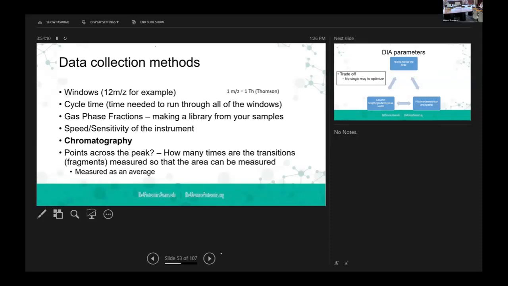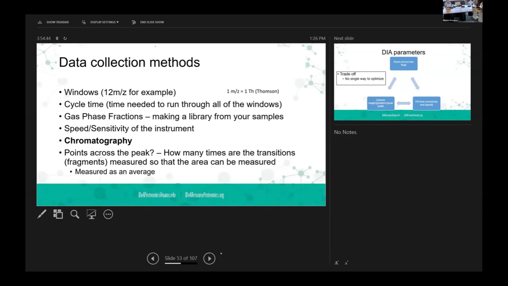For instance, we've talked about windows like a 12 Thomson window, and cycle time, which is the time needed to run through all of those windows and then start back again. Whether you do gas-phase fractions or not to make a library, and Mike gave a good pitch of why he does that. And then we've talked about the speed and the sensitivity of the instrument, which are kind of one and the same thing. If your instrument's more sensitive, then you can run it faster because it doesn't take as many ions.